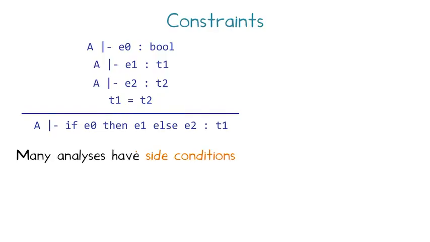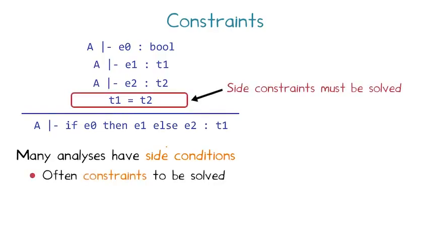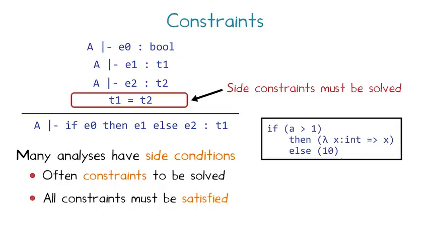These conditions occur in many type-based analyses. They are constraints that must be solved, that is, satisfied, in order to verify that the inference rule is properly applied. For example, consider the program, if a is greater than 1, then return lambda x colon int yields x, else return 10, in an environment where a has type int. The expression E1 in this program has the type int arrow int, while expression E2 has type int.